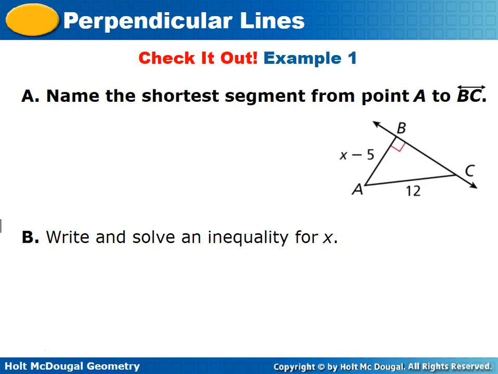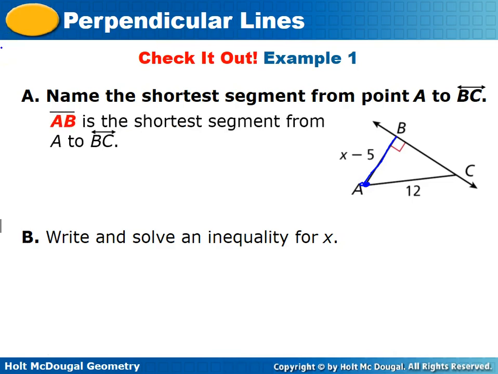Name the shortest segment from point A to BC. So again, we got our A out here and our segment BC. So the shortest distance, again, is going to be this perpendicular line right there. That's going to be our shortest distance. So that's going to be AB.